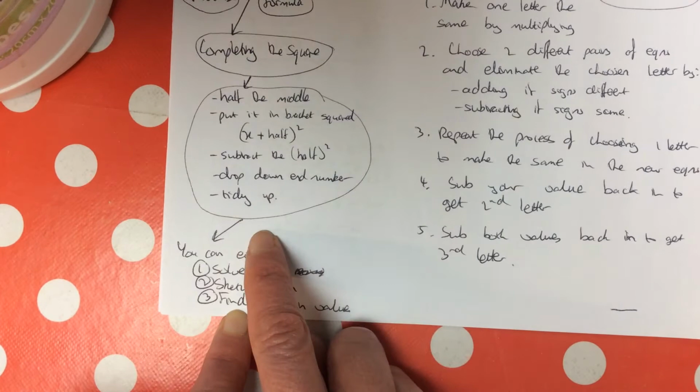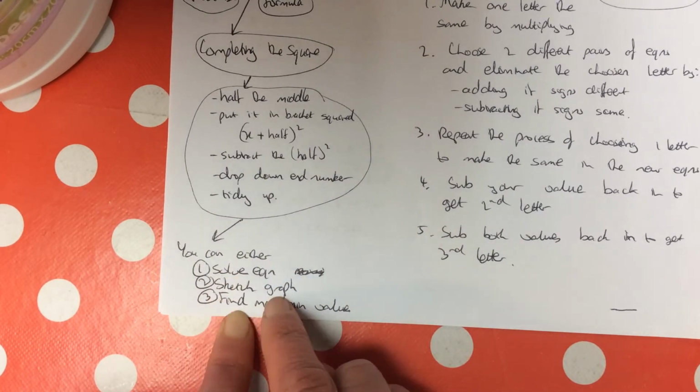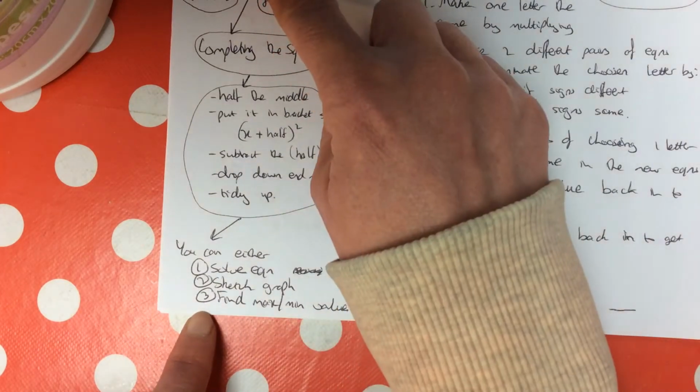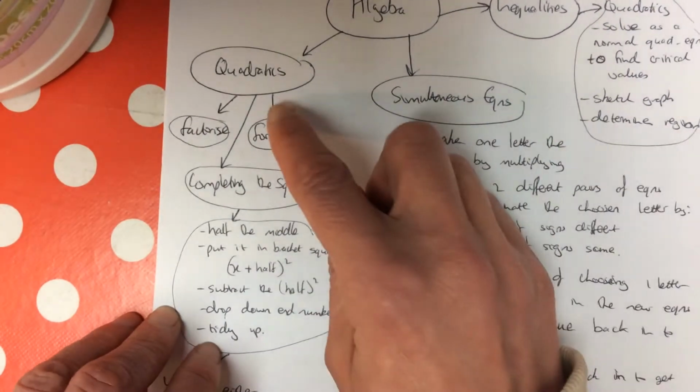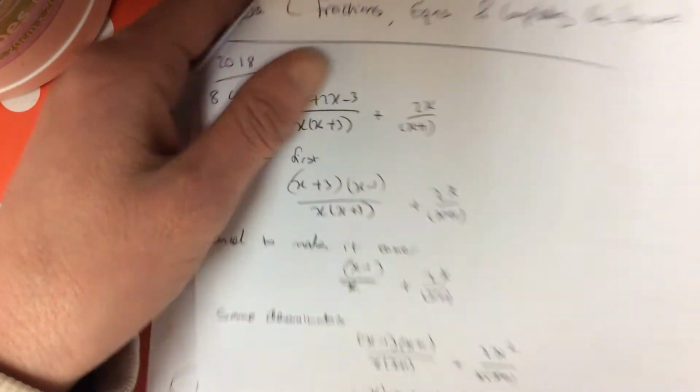If you are completing the square, they can ask you 3 things: either to solve the equation, sketch the graph, or find the maximum value. So that's quadratics. And also, you've got your formula. That's your x equals minus b plus or minus the square root of b squared minus 4ac all over 2a.